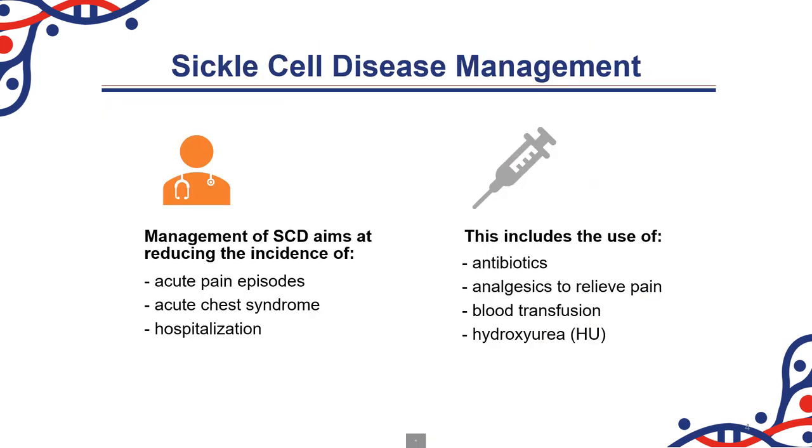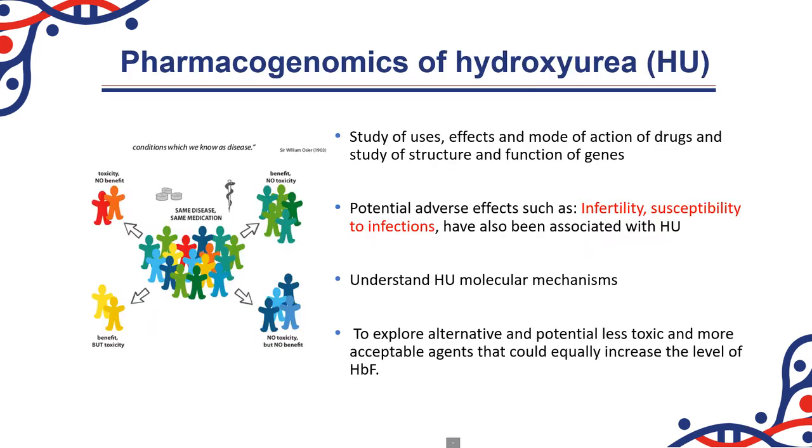Management of sickle cell disease aims to reduce the incidence of acute pain episodes, acute chest syndrome, and hospitalization. To achieve this, patients are given antibiotics, analgesics to relieve pain, blood transfusion, and hydroxyurea. Hydroxyurea is the most widely used medication in sickle cell patients.